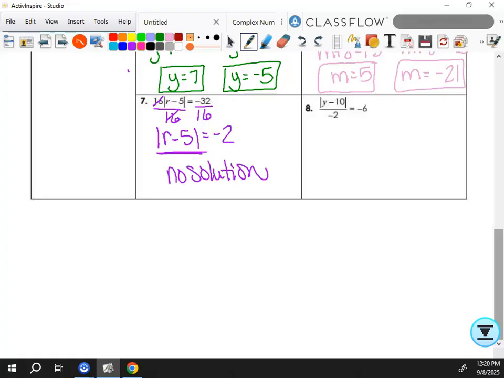So what should I do first? Multiply by negative 2. I'll multiply both sides by negative 2. Those are going to cancel out. The absolute value of y minus 10 equals a positive 12. And notice before I had that equal to a negative 6, but I didn't get to stop right there. You have to isolate it first. Now it's equal to a positive number, so I can keep going and get y minus 10 equals 12, and y minus 10 equals negative 12.